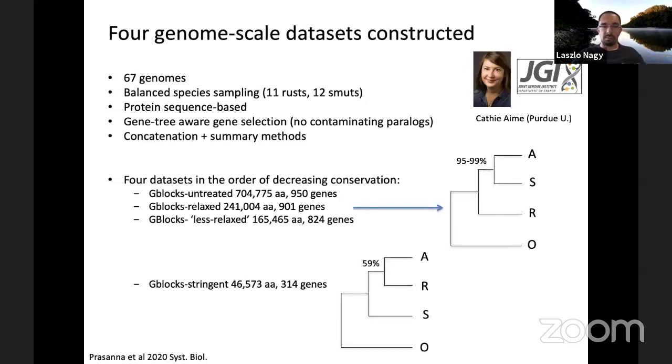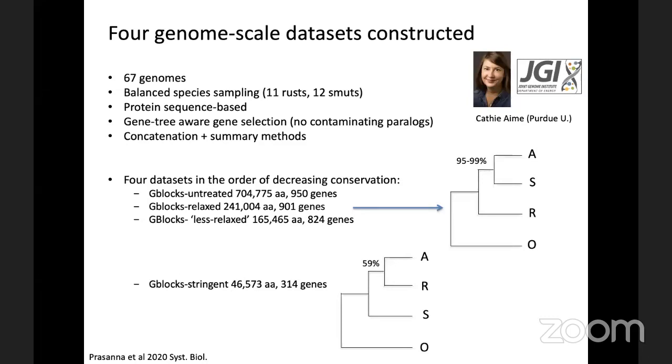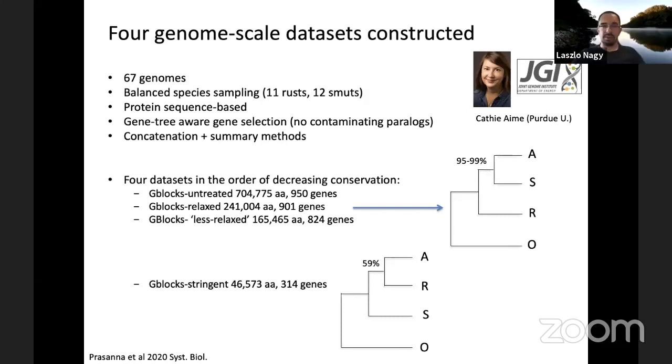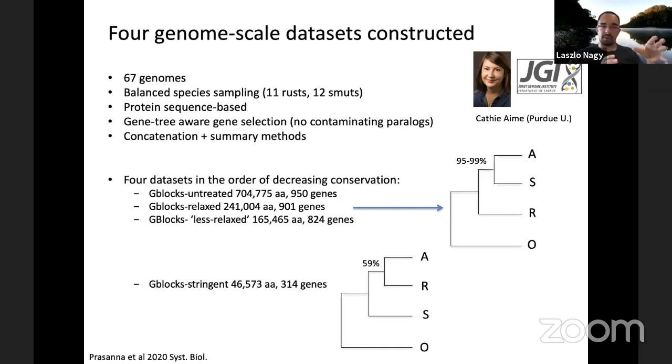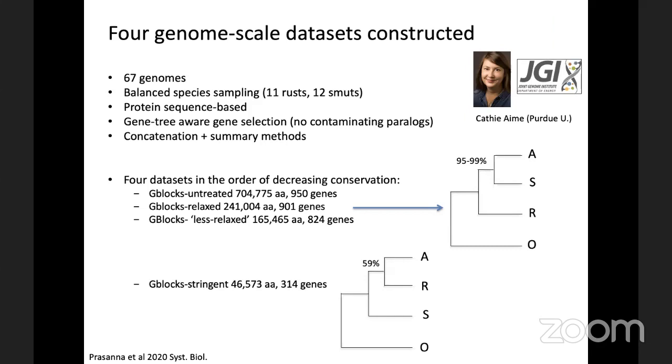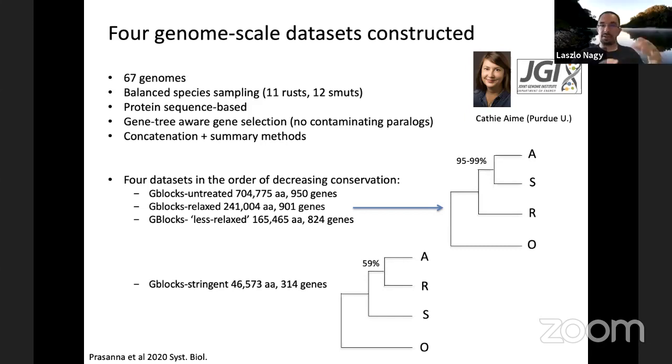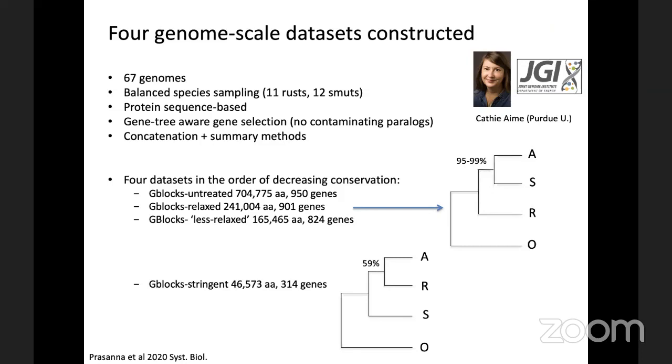And then we applied more and more stringent filters. The most stringent one ended up having 314 genes and around 46,000 characters. Now, in the first place, what we observed is that there were conflicts between the maximum likelihood trees that we could infer for these data sets. Three of the data sets supported smuts and agarics as a monophyletic group to the exclusion of rusts, whereas the smallest data set, which is at the same time the most conserved one, supported the grouping of rusts and agarics.